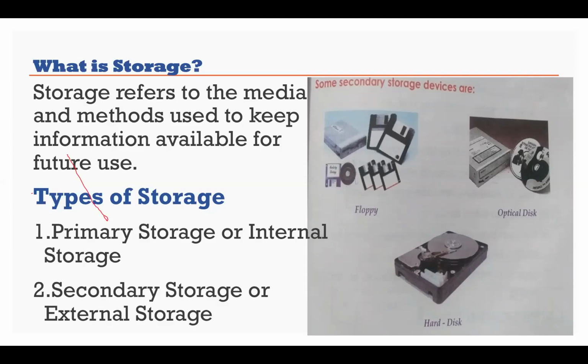Types of storage: primary storage, also known as internal storage; secondary storage, also known as external storage. In class 4 also you have read about computer memory. There are two types of memory: one is internal, another is external. Internal memory is also known as primary memory, and external memory is also known as secondary memory. Examples of secondary memory are floppy disks, optical discs, that is CD, DVD, and hard disks. Okay, there is pen drive, memory card. These are all secondary storage devices.